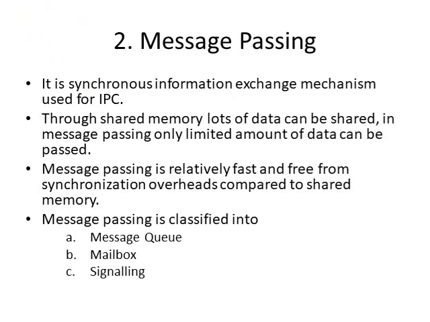Message passing is considered to be one of the forms of information exchange mechanism in inter-process communication, and the difference between shared memory and message passing is, in shared memory we can share a lot of data. There is no data restriction as such in shared memory mechanism, whereas in message passing we can only pass on a limited amount of data.